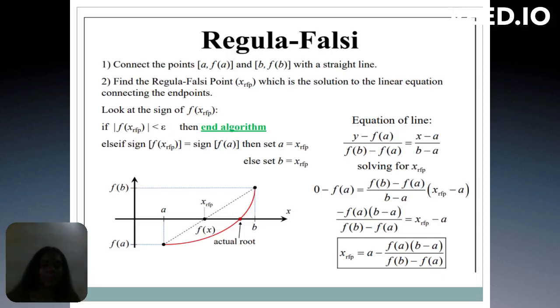So by solving the equation of this line, we get the final mathematical expression, which is x_rf equals a minus f of a, which is multiplied by b minus a, which is wholly divided by f of b subtracted by f of a.